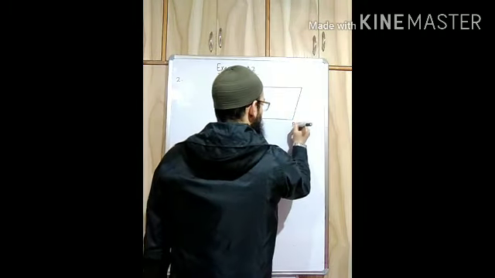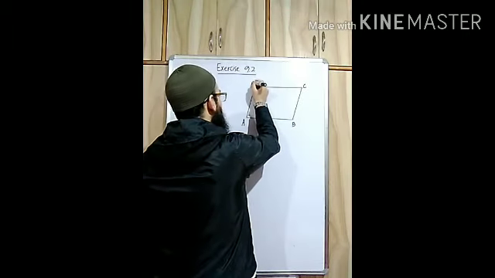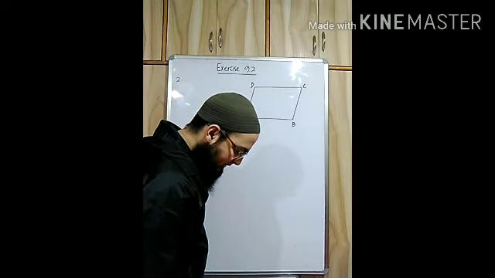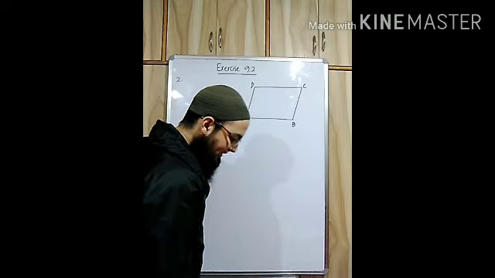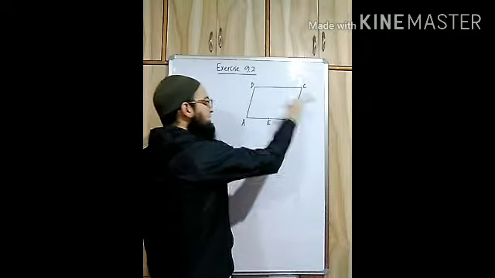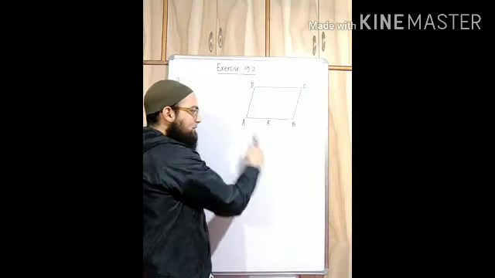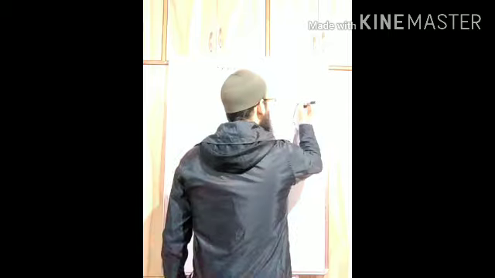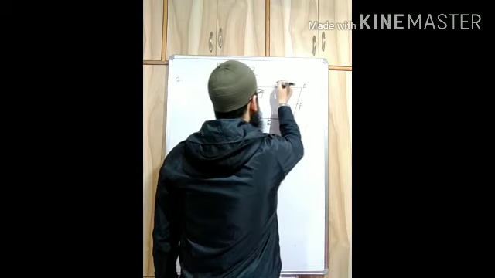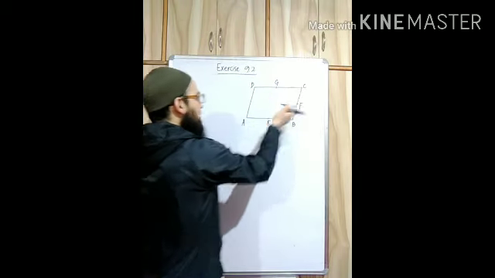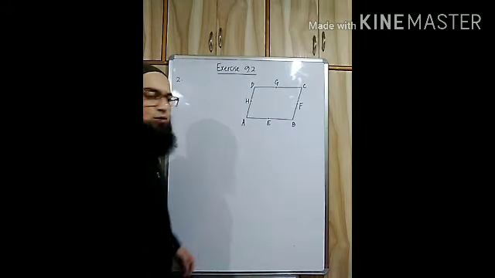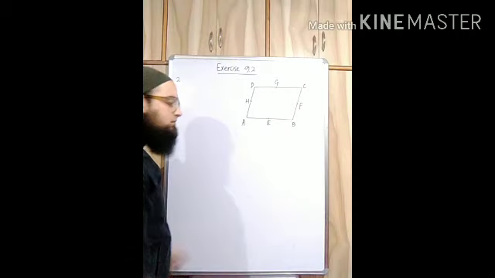ABCD. If E, F, G, H are respectively the midpoints of the sides of a parallelogram. E, F, G, H are the midpoints. So E is the midpoint. ABCD is a parallelogram. E is the midpoint of AB. F is the midpoint of BC. G is the midpoint of DC. And H is the midpoint of DA. It is given.